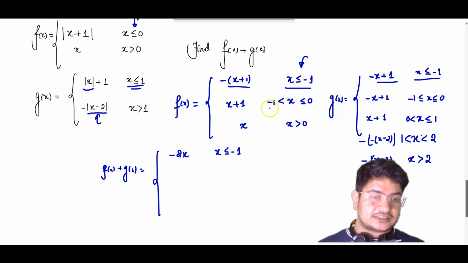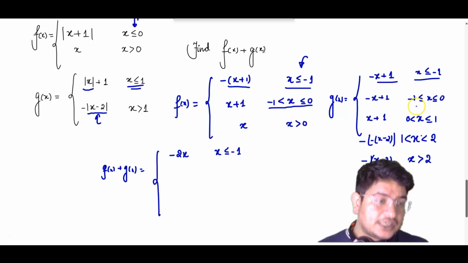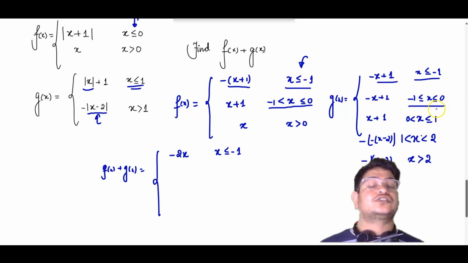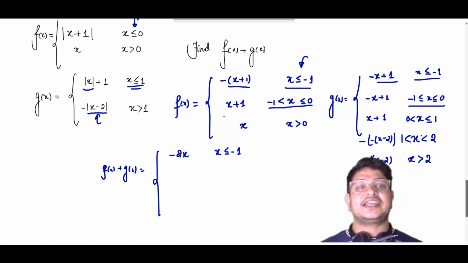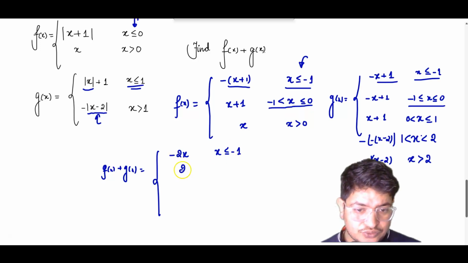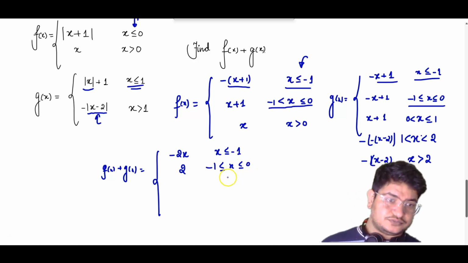Now the next condition, x is greater than minus 1 but less than or equal to 0. Now we can add the values. So minus x getting added with plus x means it will get cancelled, and 1 plus 1 will give you 2. So in the region from minus 1 to 0, you will get the value as 2.